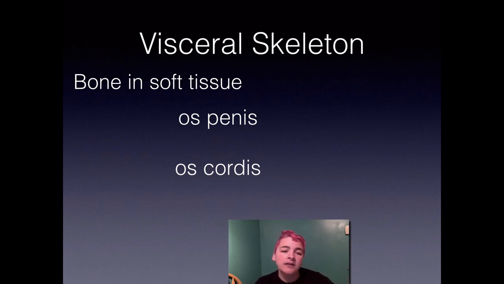The os cordis is a small bone found in mostly bovine or cows that keeps the aorta, the large artery coming from the heart, open.